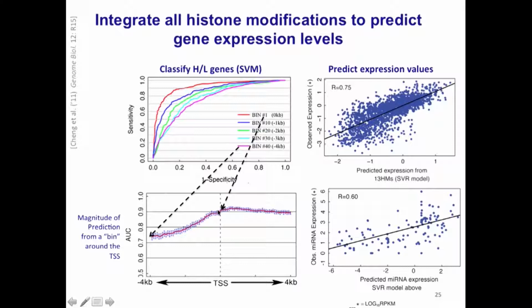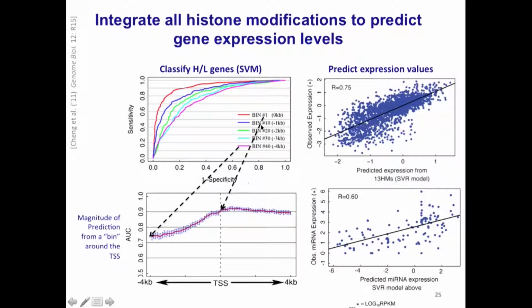You can look at which histone marks are important in the model. You can also look at which bins, which areas around the TSS, are the most important for the prediction. And it's actually very interesting. You see right at the TSS, that bin is the most important, which makes a lot of sense. You can also build, in addition to regression models, classification models, where you just predict is it highly expressed, lowly expressed, okay?